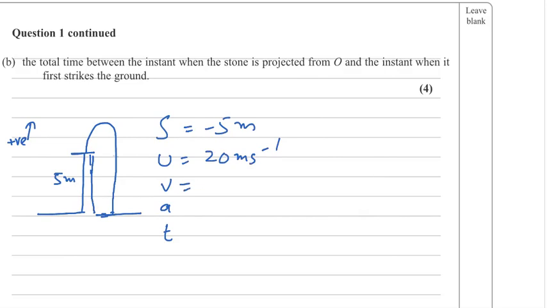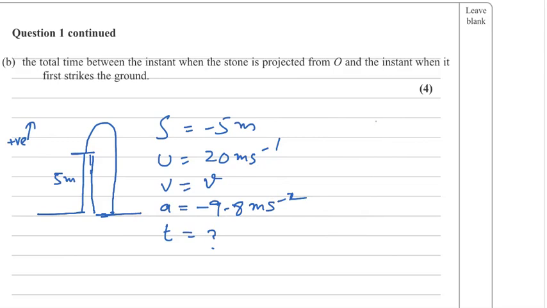V is the final velocity when it hits the ground. So in this case, we have to find it. We don't know, because in the previous part, what we found was when it was 2 meter above the ground. And A will be minus 9.8 meter per second square, because of gravitational acceleration and our positive direction is upwards. So acceleration is directed downward. That is why it will be negative 9.8. And time we have to find when it hits the ground.